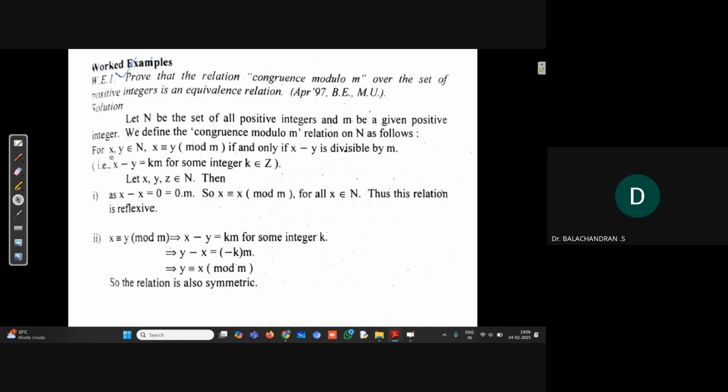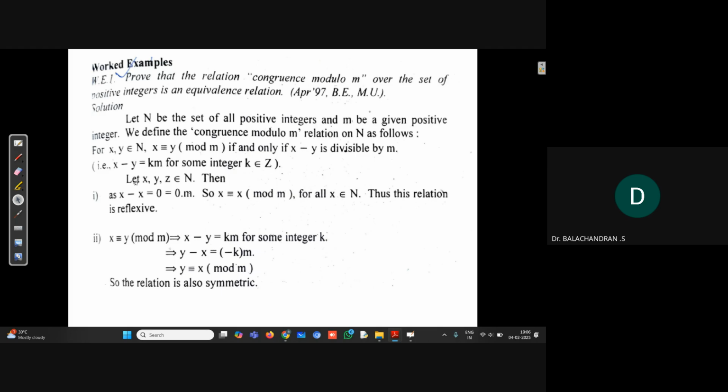So how are we defining it? x, y belongs to N, where N is the set of all positive integers. x is congruent to y modulo m, or mod m, if and only if the difference x minus y is divisible by m. So this is the relation. If x minus y is divisible by m, it means x minus y is equal to k times m for some integer k belongs to Z. The k belongs to integers, meaning k is either a positive integer or a negative integer.